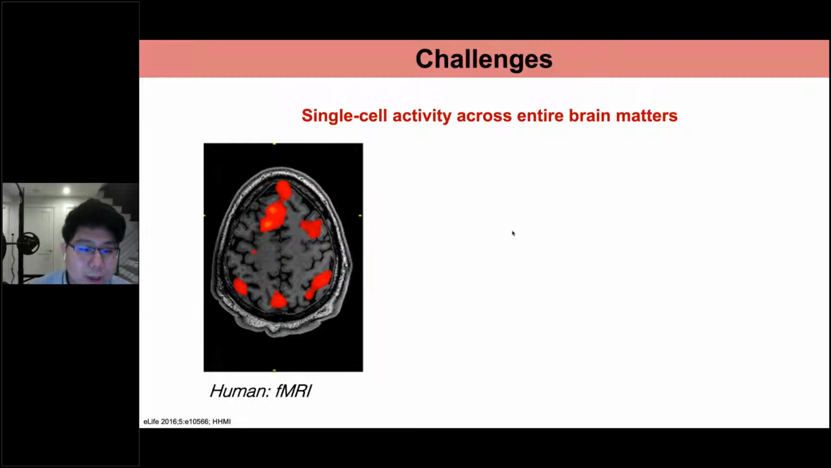So this picture on the left is the functional MRI imaging of a human patient. And the red colors label the neurons that have activity. So you can see that under a certain brain internal state or behavior state, there are neurons distributed across this 3D volume of the brain that show activity.